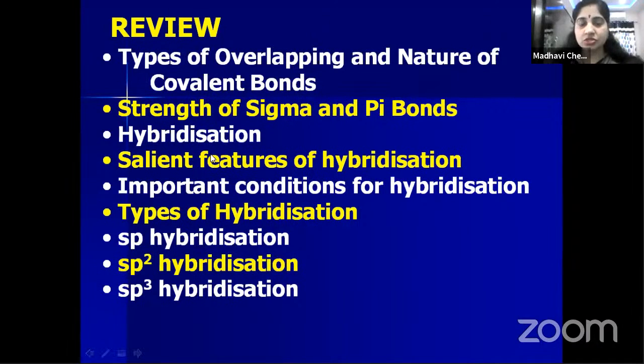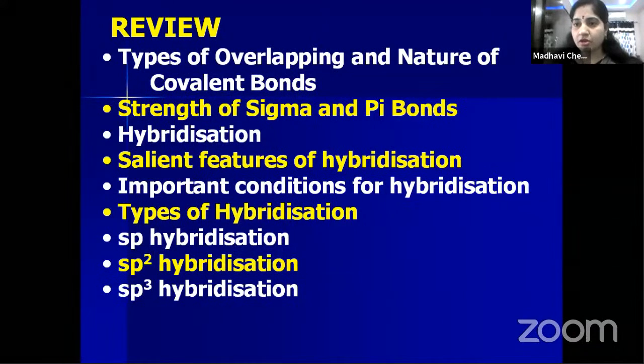Next, hybridization. What is hybridization? Simple atomic orbital overlapping couldn't describe the geometry of polyatomic molecules, for example, methane, ammonia, water molecule. If you consider polyatomic molecules, atomic orbitals, that is s orbital, p orbital, d orbital, simply overlapping couldn't explain the geometry and orientation of the bonds. So that's why a new concept, hybridization, has been introduced.